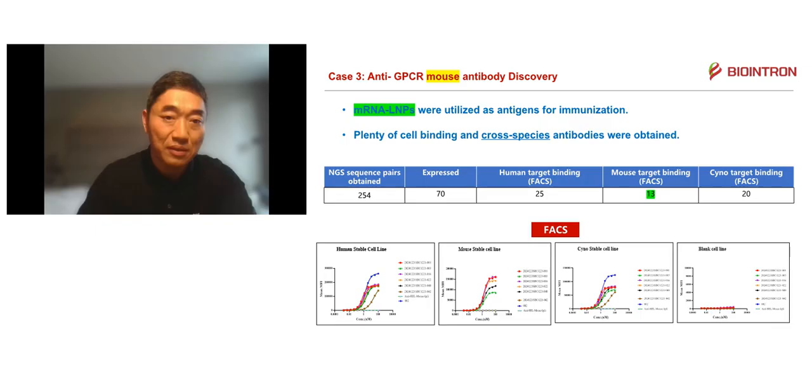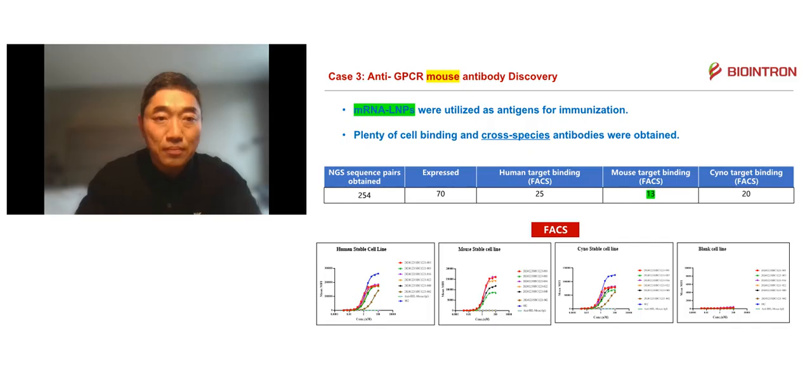Cas3 is actually also a GPCR target to raise antibody from mouse. This time we changed our antigens from DNA and cells, which I would say actually don't work very well. We replaced the DNA and cells with mRNA and LNP. This form of antigen works much better.